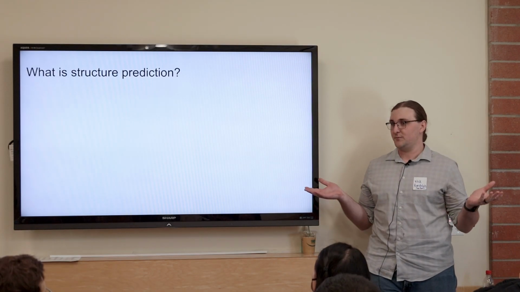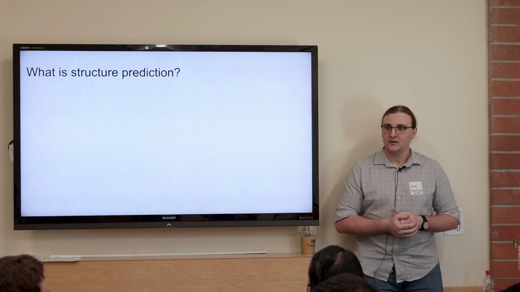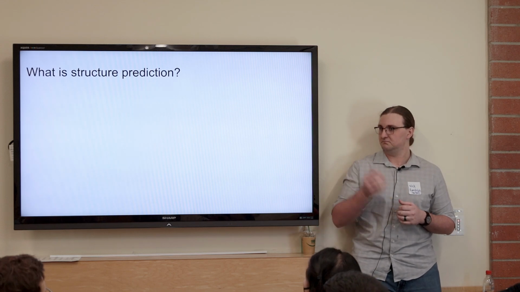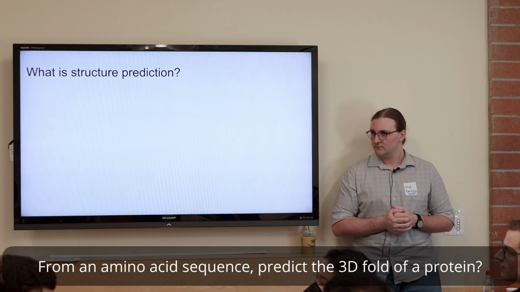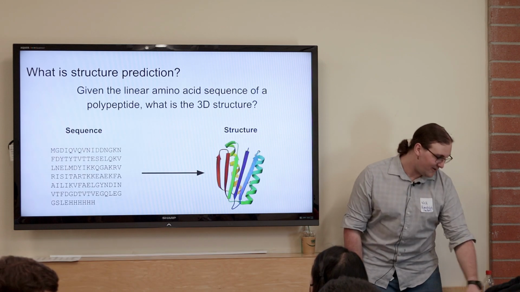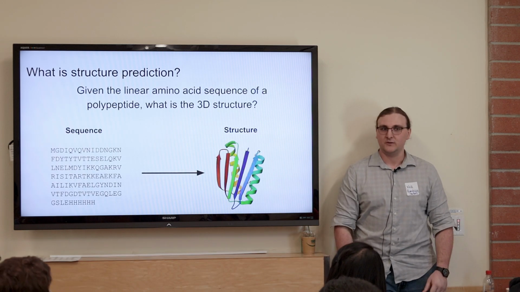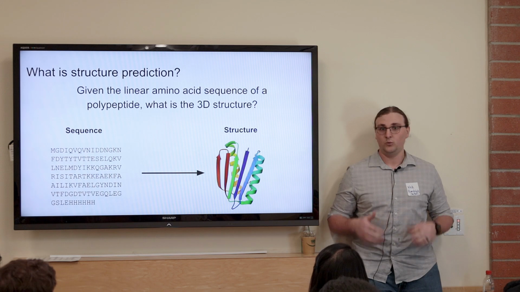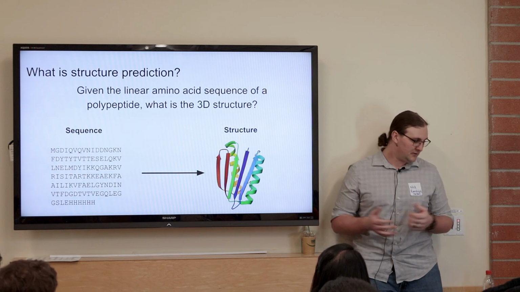First thing I want to ask, what is structure prediction? Anybody want to throw some ideas out? From an amino acid sequence, predict the 3D fold of protein. Yep, I mean, that's pretty much exactly right. Given the linear amino acid sequence of the polypeptide that you're interested in, what is the 3D structure of that?